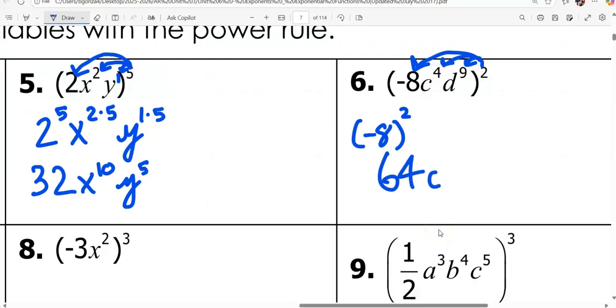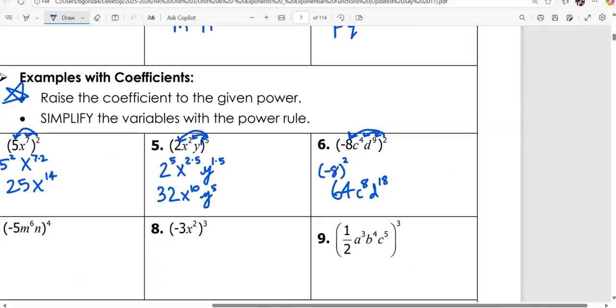Yeah. All right. C, what's 4 times 2? 8. And then D, to the 9 times 2 is 18. All right. Let's keep going.